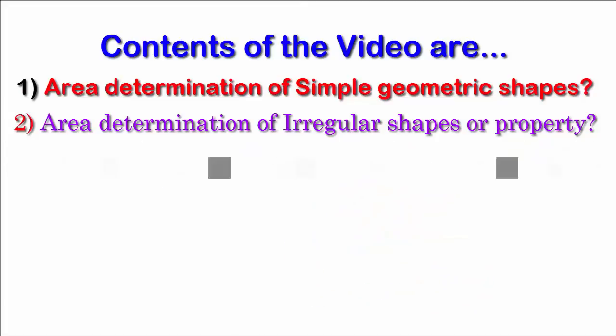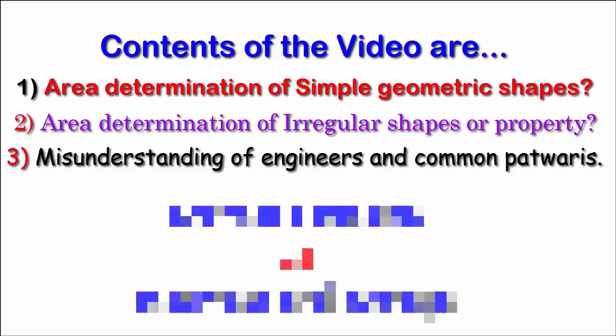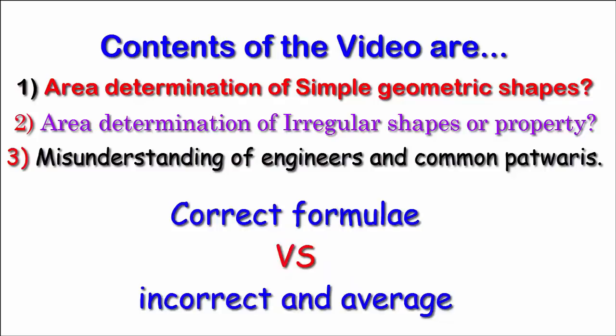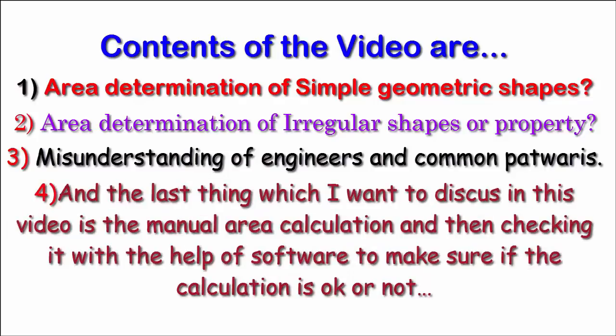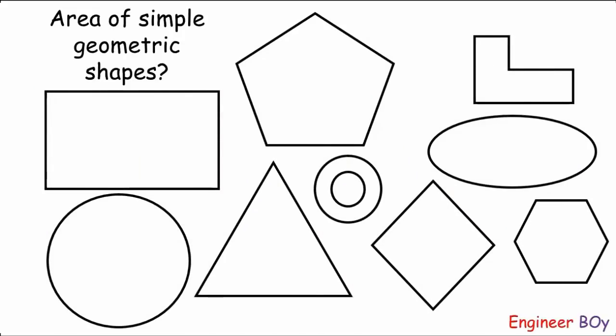And the next thing I want to explain is the misunderstanding of engineers in common property areas. Because I have seen many people, especially on YouTube, teaching average formulas instead of correct formulas. And the last thing which I want to discuss in this video is the manual calculation and then checking it with the help of software to make sure if the calculation is okay or not. So let's get started. And I will start with an area of simple geometric shapes, and that's actually so simple.